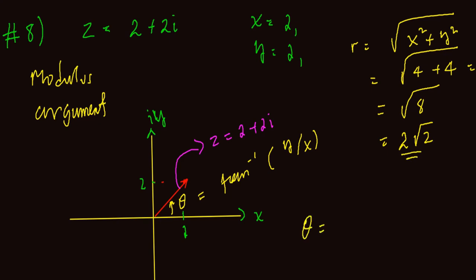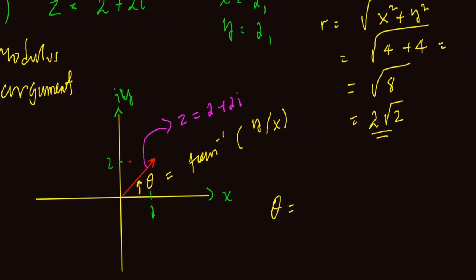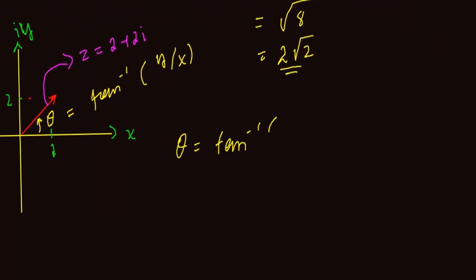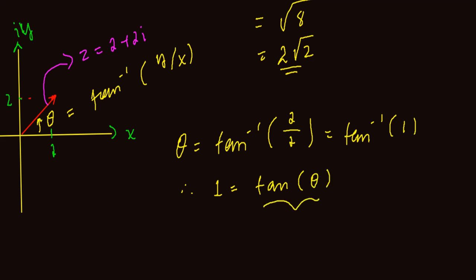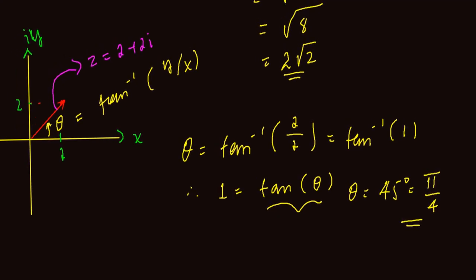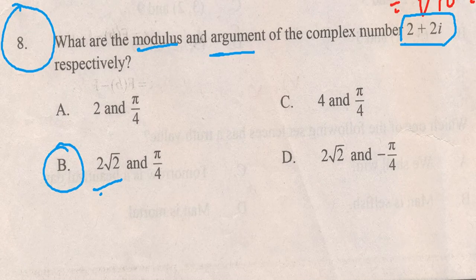And its argument: because our complex number is in the first quadrant, it is tan inverse of y over x, where y is 2 and x is also 2, they are equal. So tan inverse of 2 over 2, which is 1. This means 1 is equal to tan theta. So we have tan 45 degrees, since tan 45 degrees is 1. Therefore our theta is 45 degrees, and in terms of pi we can write it as pi over 4. So the argument is pi over 4. Modulus is 2 square root of 2 and argument is pi over 4.